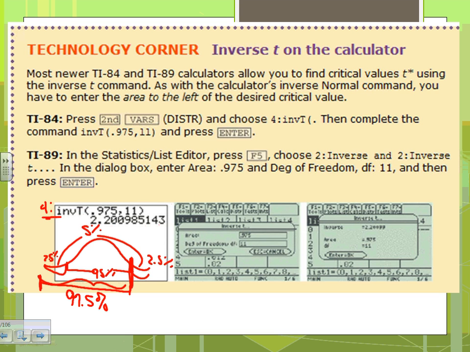Okay, so that was number 4 right here. After 2nd Vars, I'm not going to put 95%, but I'm going to put 0.975, not percent, and then comma, the degrees of freedom. So this is all the area up to that value. Okay? And here you can get an even more accurate critical value than what the table provides.